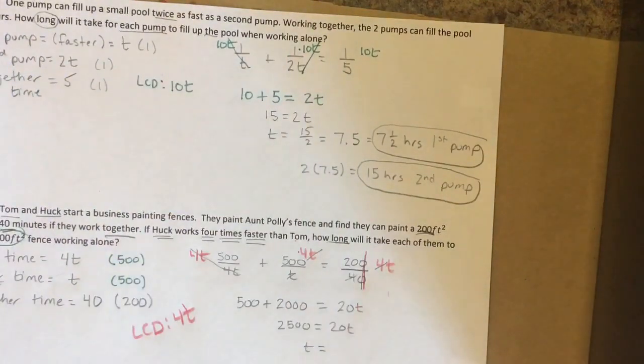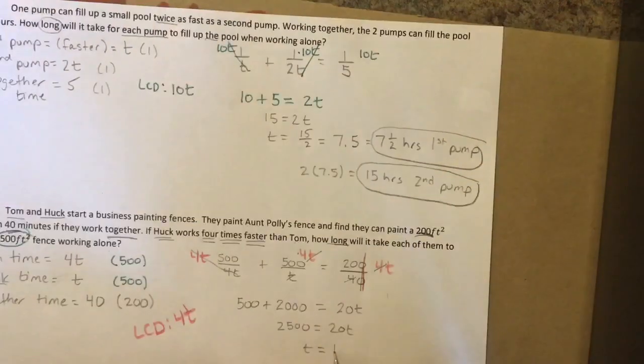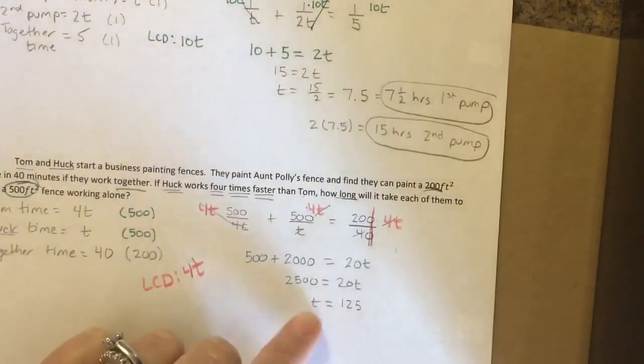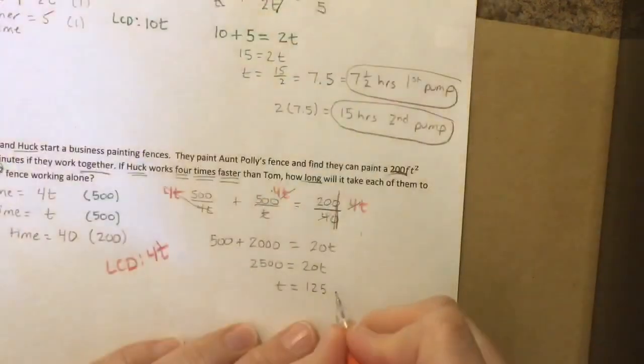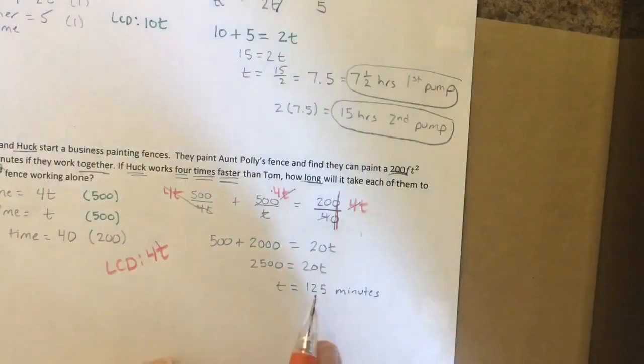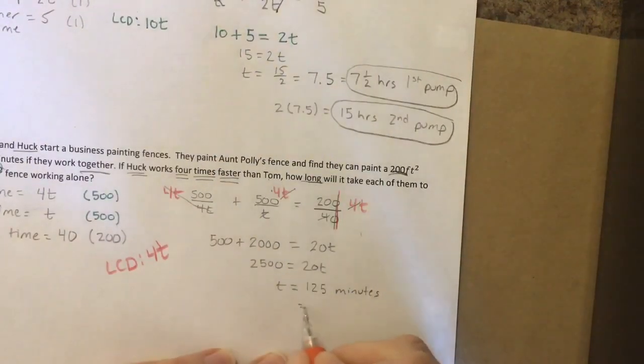And how long? 2,500 divided by 20, you get 125. What's T? Time, minutes. All right, now there's 60 minutes in an hour. 60 times 2, that's 120. That is 2 hours, 5 minutes.